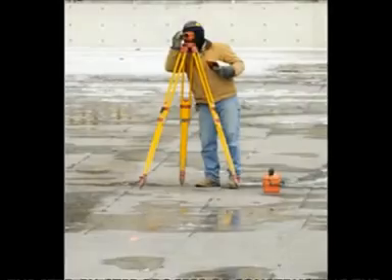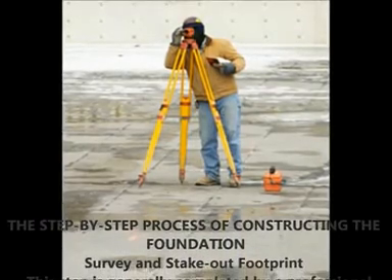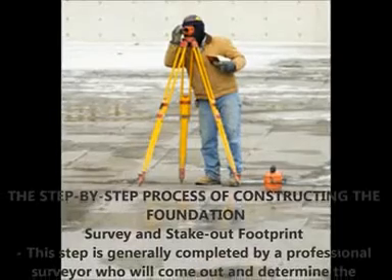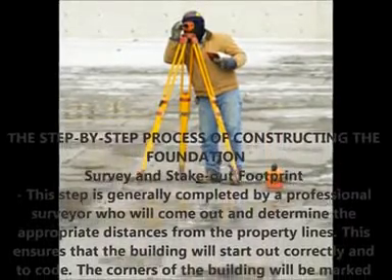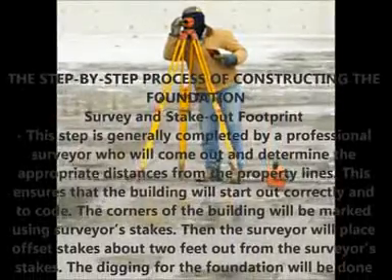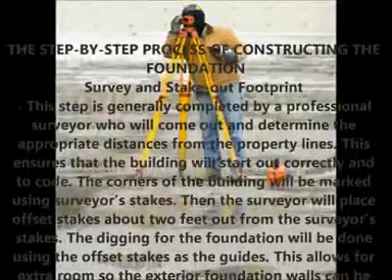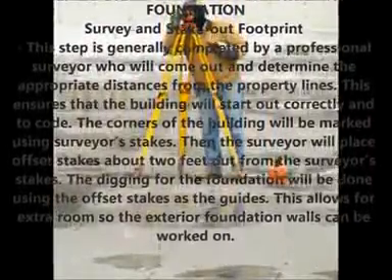The step-by-step process of constructing the foundation. Survey and stake-out footprint. This step is generally completed by a professional surveyor, who will come out and determine the appropriate distances from the property lines. This ensures that the building will start out correctly and to code. The corners of the building will be marked using surveyor's stakes.